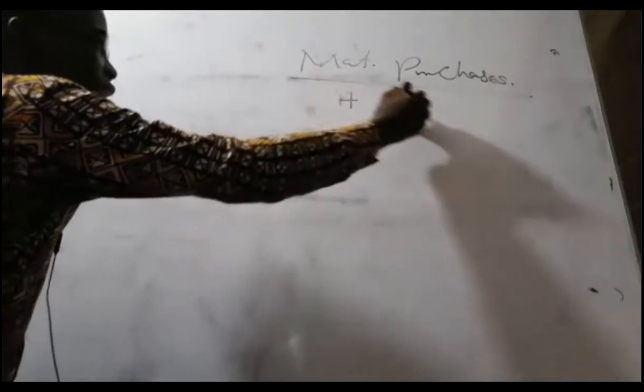So this is the heading. I've written it already so that you have to begin. So material purchases. So I bring the material. We'll talk about material A, material B, and then material C. Then what I have to do is this. Now, I have to bring the material usage.